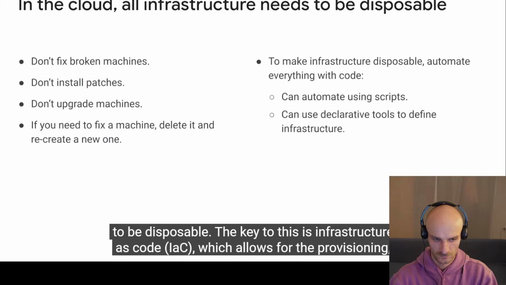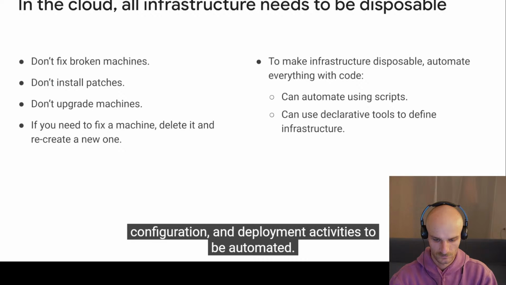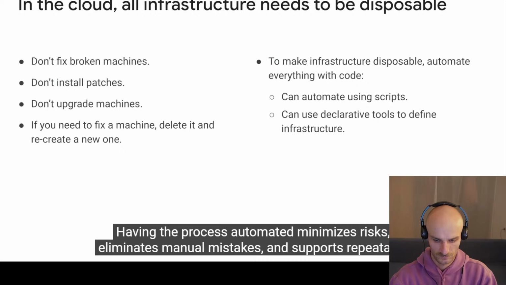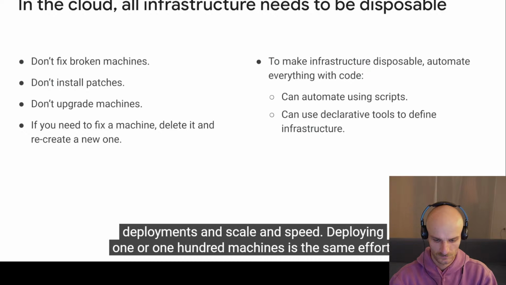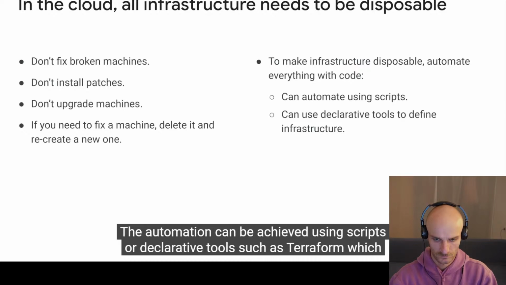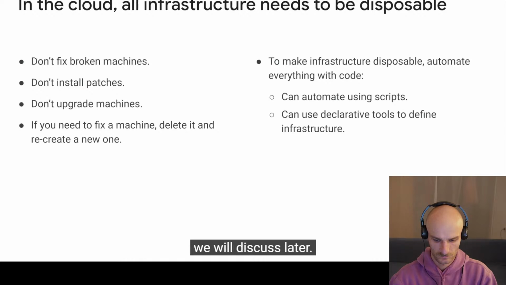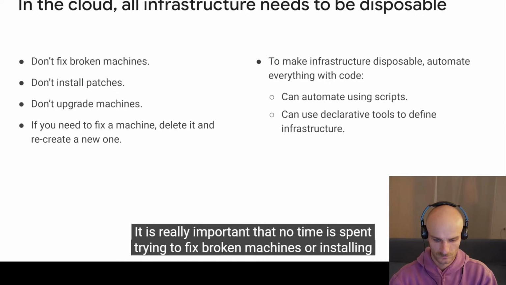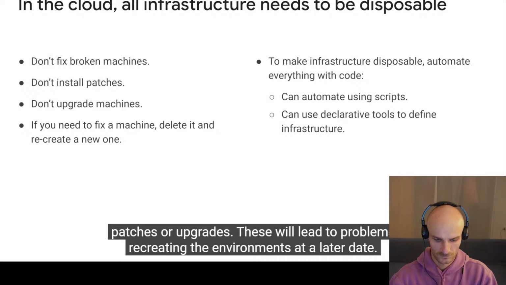The key to this is infrastructure as code, IaC, which allows for provisioning, configuration, and deployment activities to be automated. Having the process automated minimizes risks, eliminates manual mistakes, and supports repeatable deployments, scale, and speed. Deploying 1 or 100 machines is the same effort. The automation can be achieved using scripts or declarative tools such as Terraform, which we will discuss later. It is really important that no time is spent trying to fix broken machines or installing patches or upgrades.